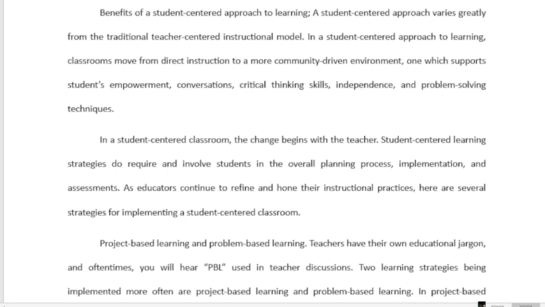In a student-centered classroom, the change begins with the teacher. So, student-centered learning strategies do require and involve students in the overall planning process, implementation, and assessment. As educators continue to refine and hone their instructional practices, here are several strategies for implementing a student-centered classroom.